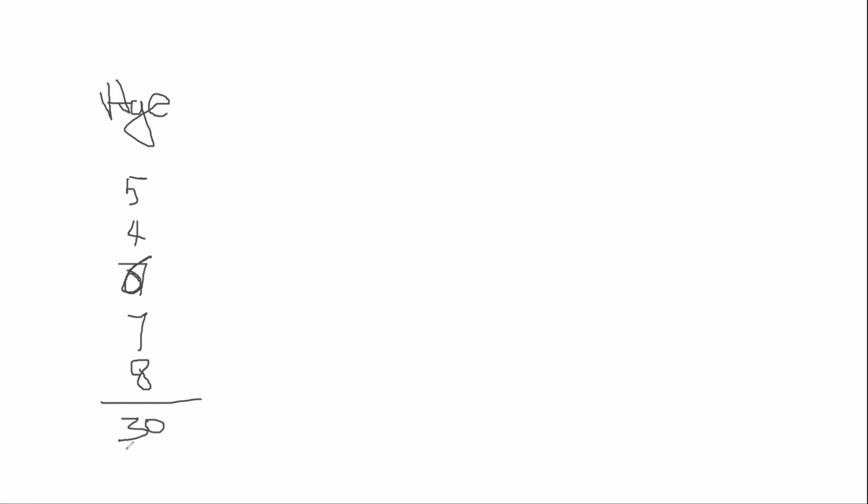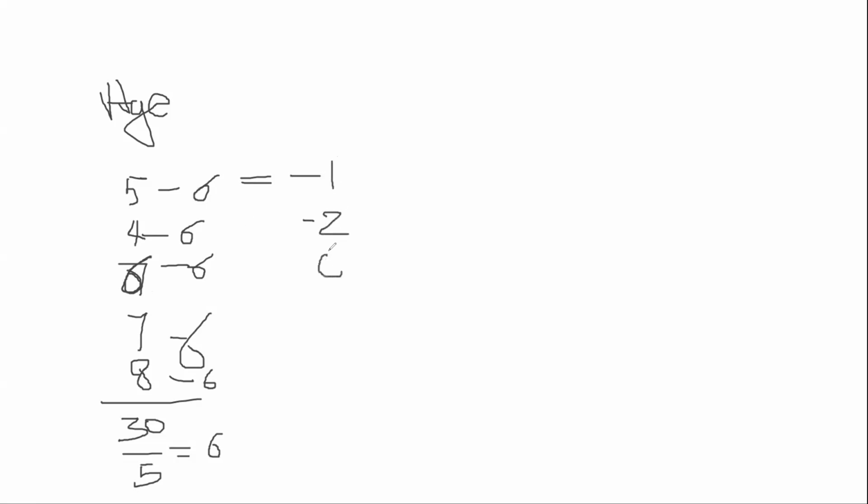What is the average of this? The average is 30 divided by 5, which is 6. Now 5 minus 6, 4 minus 6, 6 minus 6, 7 minus 6, and 8 minus 6. I'm just subtracting the mean from each value. What am I going to get here? Minus 1, minus 2, 0, 1, and 2.